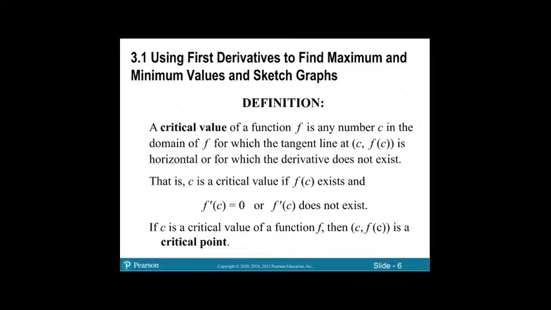If c is a critical value of a function, then c comma f of c is going to be a critical point, right? Basically, it's the ordered pair associated with that critical value, okay?